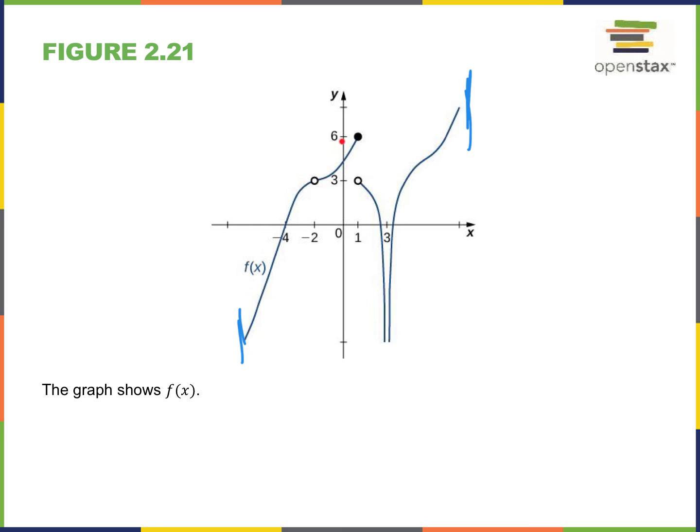So what I see right here, the left-hand limit is 6. The right-hand limit is 3. So right there, that doesn't exist because the limit doesn't exist, it disagrees. But the left-hand and right-hand limit do.